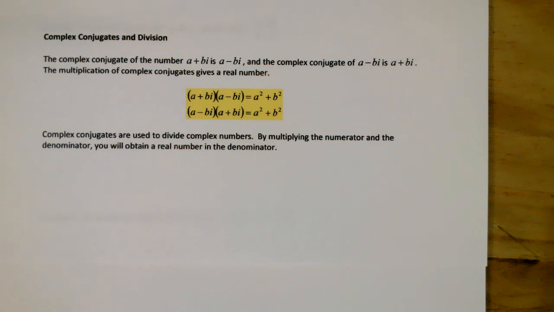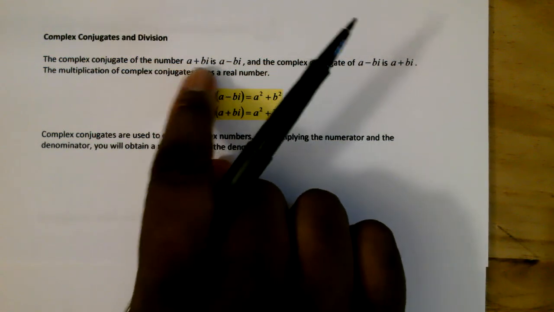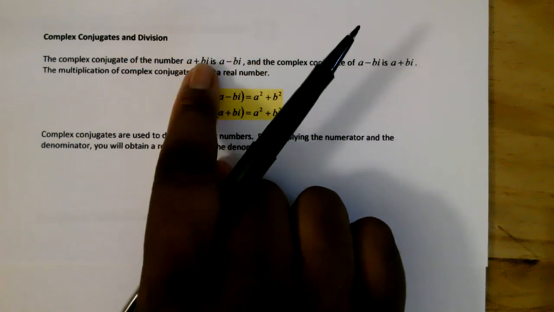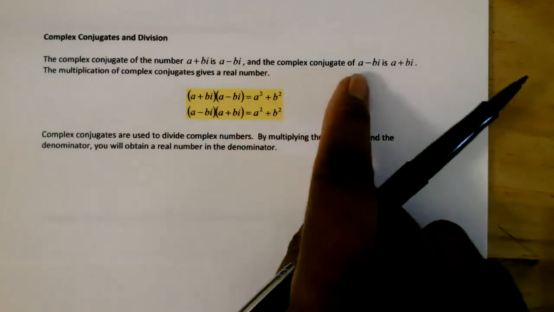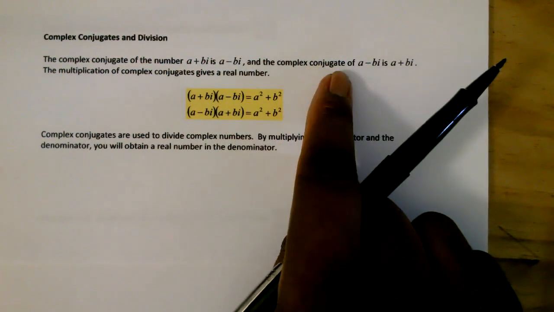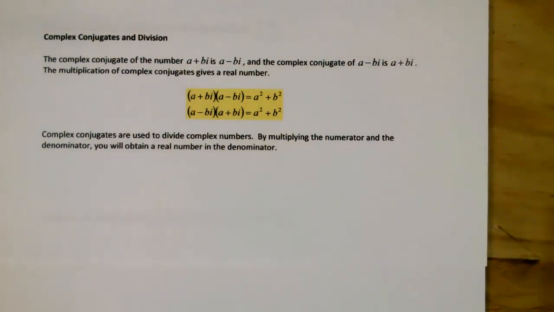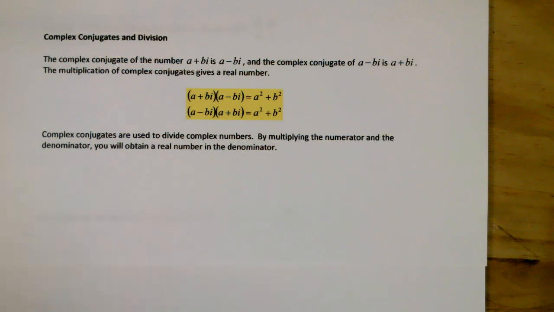Here, the complex conjugate of the number a plus bi is a minus bi. Notice that the terms are the same. The only difference here is we switch the operational symbols from a plus to a minus. And if you have the complex conjugate of a minus bi, that will be a plus bi. Okay, so you're just switching the operational symbols.